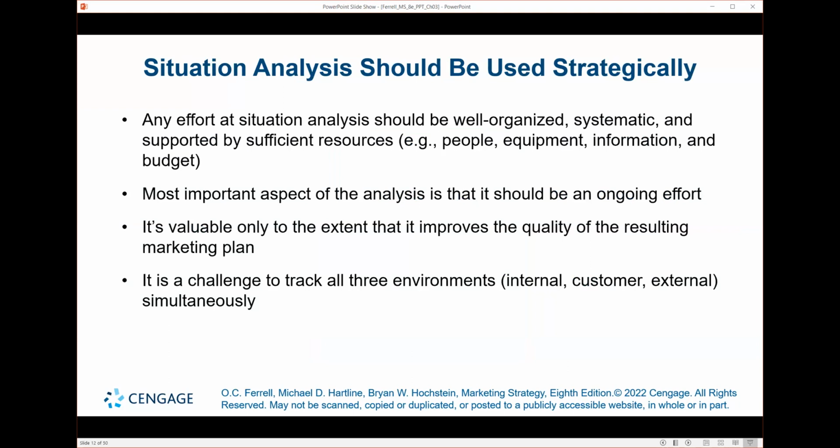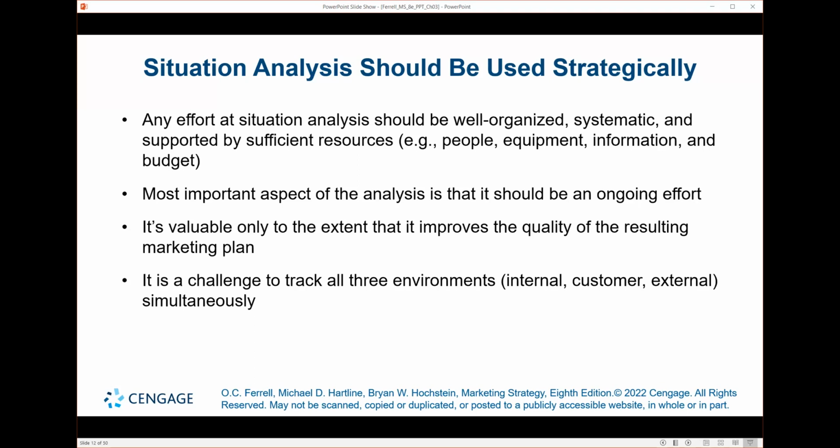On this slide, there are two things that are very important I want you to understand. Any effort should be well-organized and systematic, and you should have sufficient resources devoted to your situation analysis. But the next thing that's just as important, or maybe more important than anything, is that situation analysis should be an ongoing effort. It must be constantly pruned and changed and re-understood. It's this constant, ongoing effort, ultimately, that transforms information into insight.